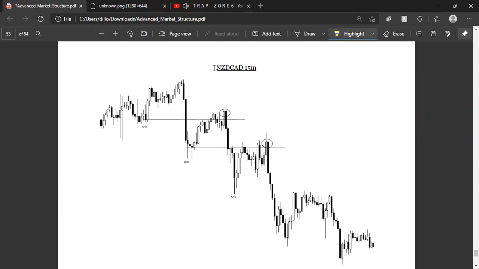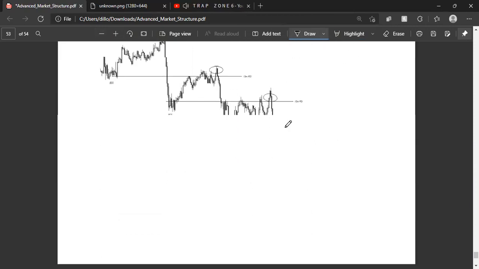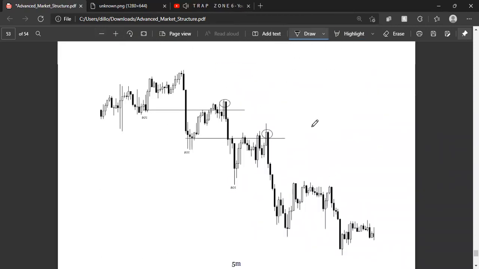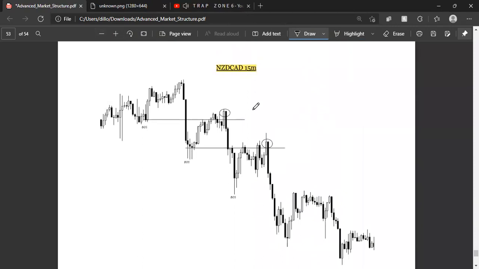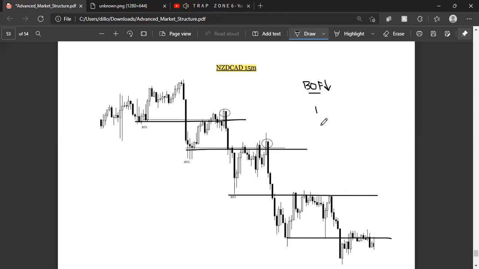Next setup, we got NZDCAD on the 15-minute time frame. Now this structure looks juicy. So what do you guys see here? Bearish order flow, respecting order flow. This is really clean. Respecting that bearish order flow.